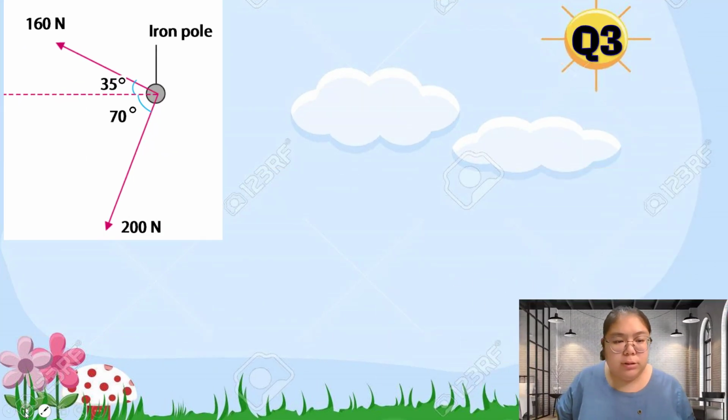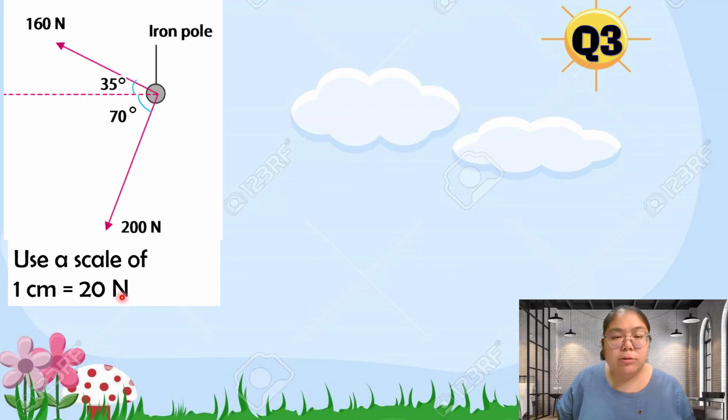Okay, then we continue. Now they need you to draw the parallelogram diagram. So from here we need to use a scale of 1 cm represented by 20 Newton. This one is 160 Newton, you divide by 20, so we're using 8 cm. So another one divide by 20, this one we're using 10 cm. So you need to draw exactly. Then you need to measure using your protractor. You need to measure the angle exactly 35 and also 70.